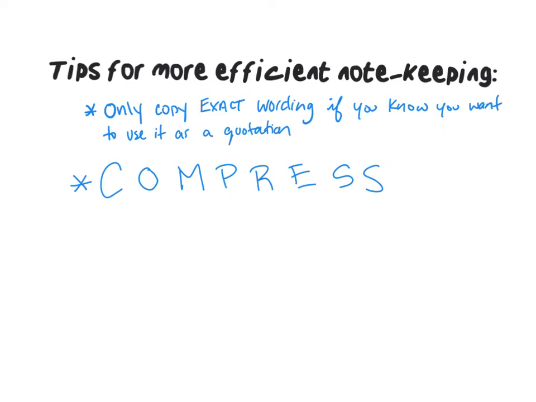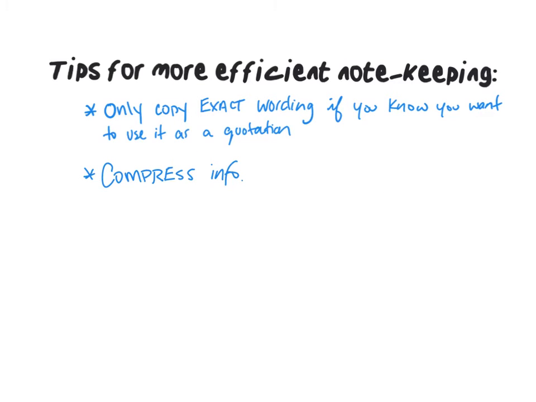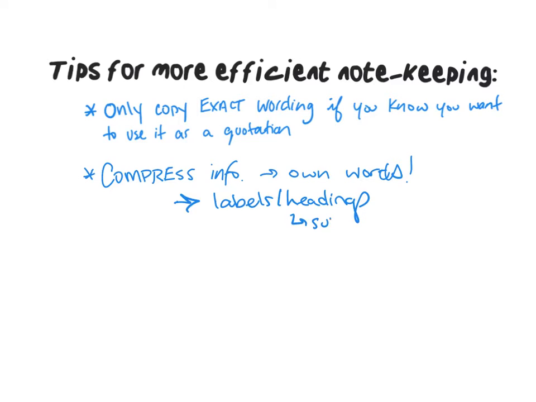Otherwise, compress ideas into your own words. And I'm talking about summarizing here. When we talk about paraphrasing, we're talking about rewording something almost word for word, but just a little bit more your own words or your own vocabulary. And paraphrasing word by word is a huge waste of your time. Choose the most important ideas and write them down as labels or headings, and then fill in with a few subpoints that explain or exemplify.